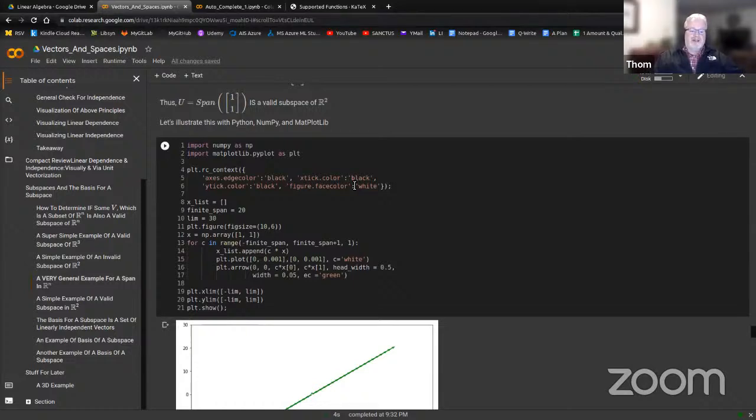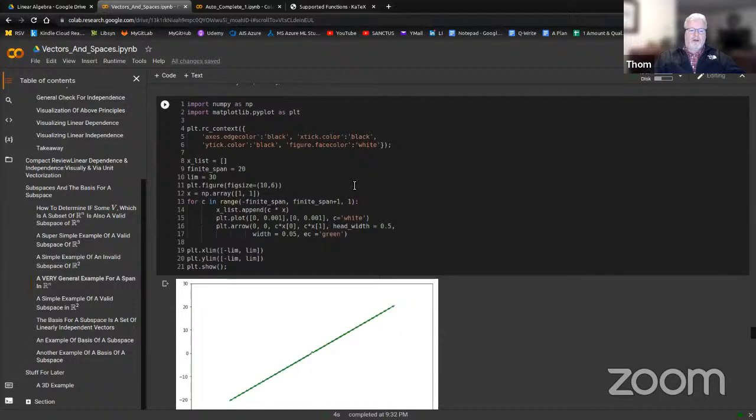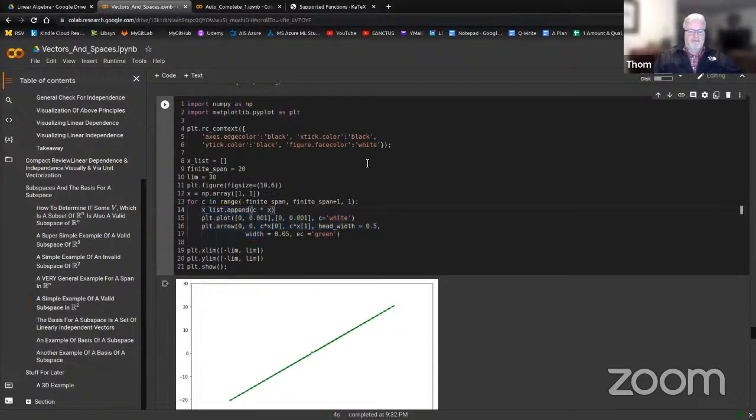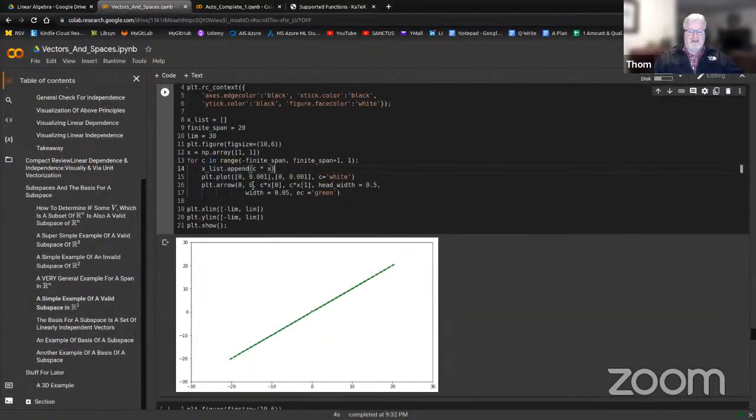So let's visualize this. Well, here's that span. It's what we've been doing above, nothing new here, except we only have one for loop, because we're in one dimension. So I'm just looking at this to say, okay, as I multiply it from some negative finite span to some positive finite span, yeah, it's just various scalar multiples of 1, 1.